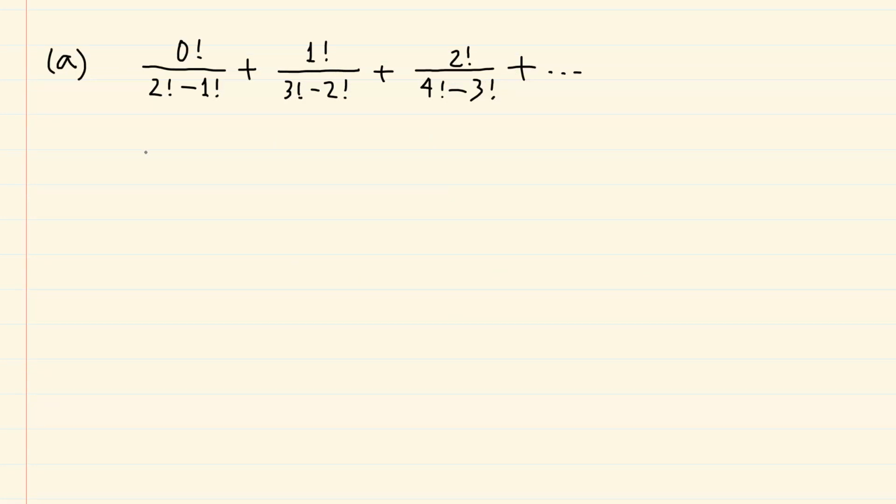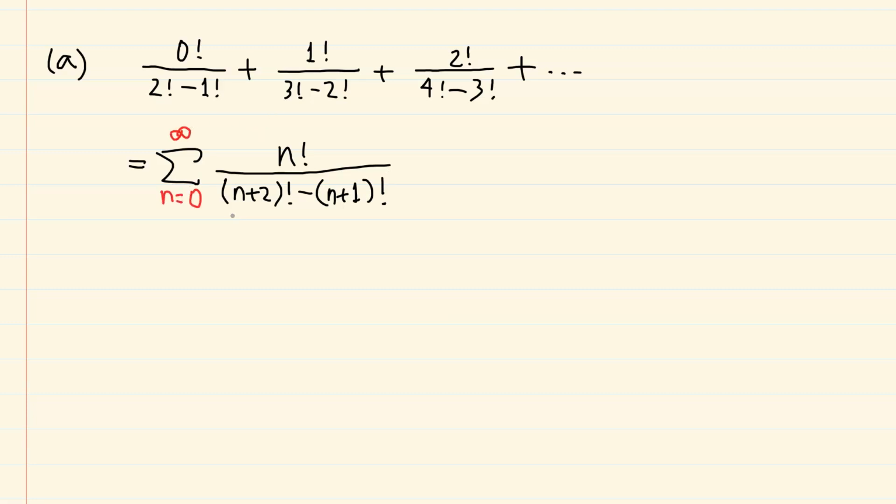Let us take a look at this series first. Here, using the sigma notation, we can write this series as the sum of the general term n factorial over (n plus 2) factorial minus (n plus 1) factorial, from n equals 0 to infinity. Now in the denominator, this (n plus 2) factorial is (n plus 2) times (n plus 1) factorial.